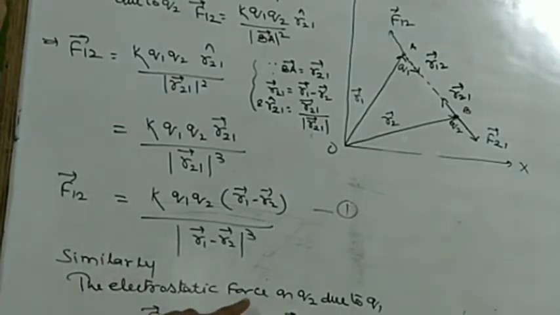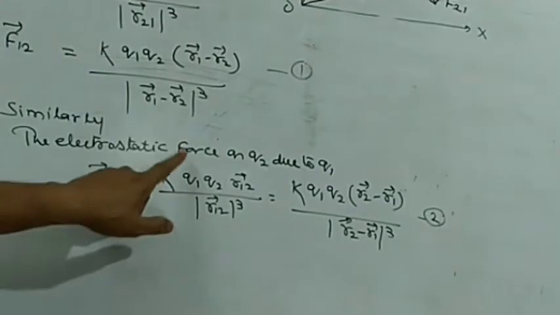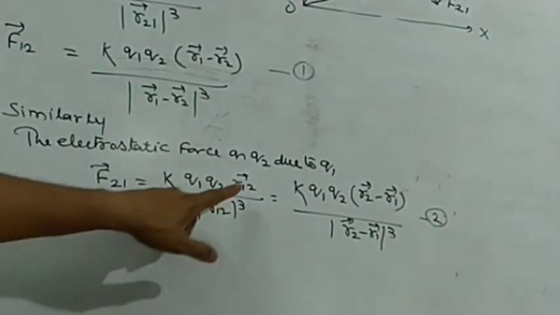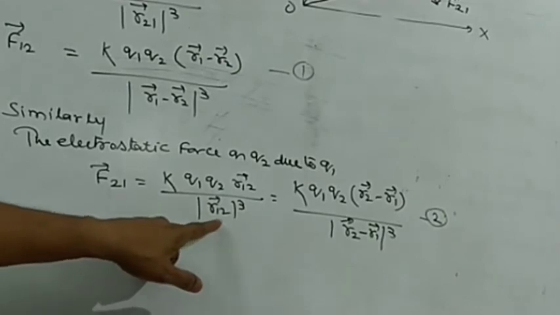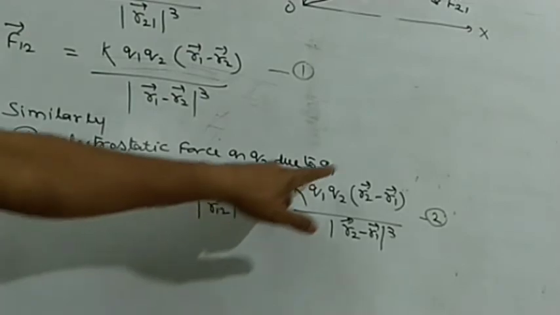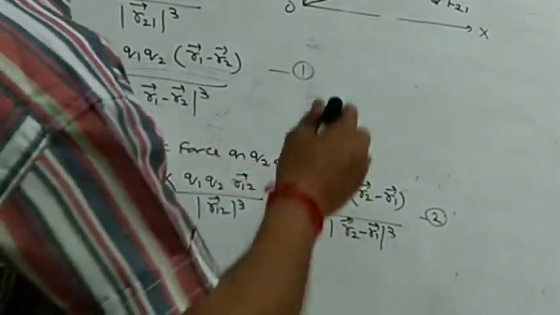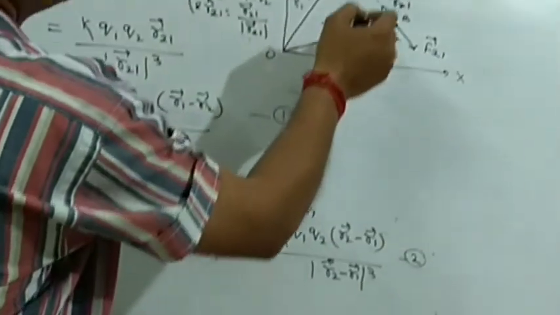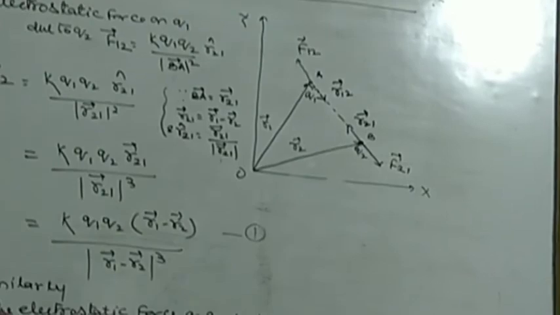Similarly, the electrostatic force on Q2 due to Q1 will be F21. This force F21 will be equal to K Q1 Q2 vector R12 upon the whole cube of the magnitude of vector R12. Put the value. This R12 will be equal to R2 minus R1. So we put the value and we get this.